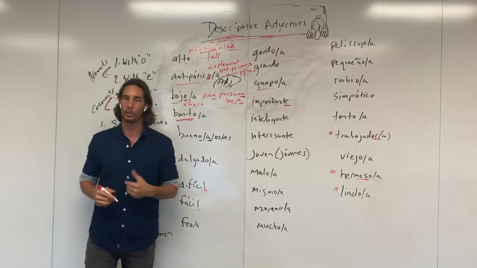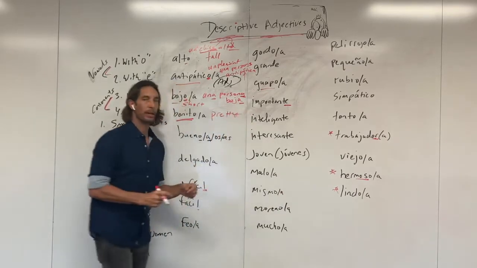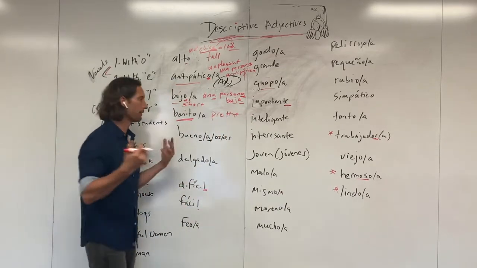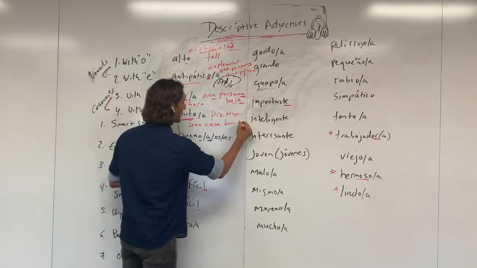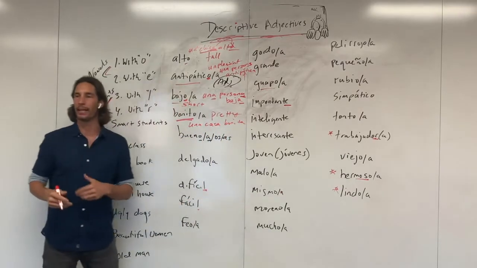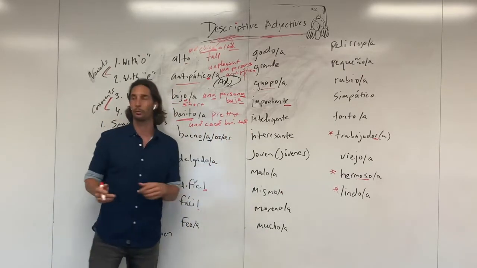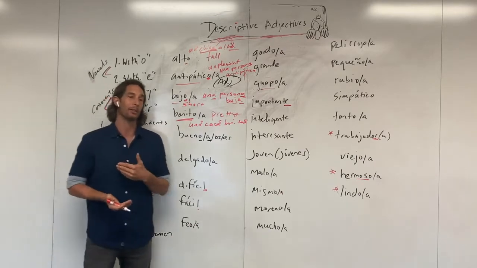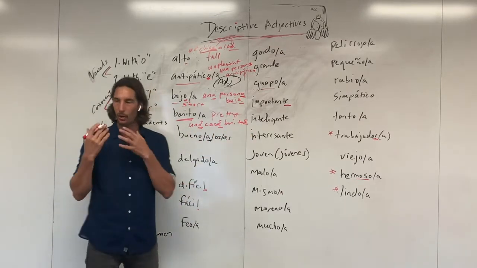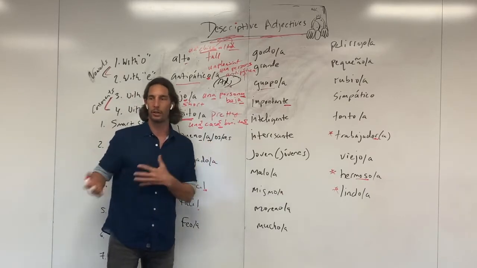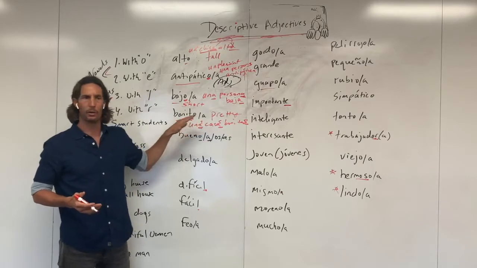And so bonito. We have bonito, which is pretty. So we'll write that there. We could say that's a pretty house, for example, una casa bonita. And again, we'll say unas casas bonitas, so a few pretty houses. Notice I have unas, casas, and bonitas, so they're all agreeing in gender and number. As I said, the adjective has to match the noun.